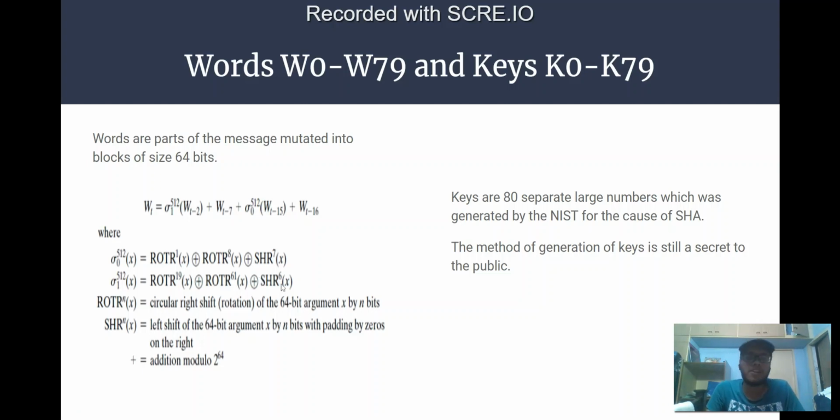Now coming to keys. Keys are 80 separate large numbers which were generated by NIST for the purpose of SHA. The method of generation of keys is still secret to the public and nobody knows how it came into existence. We just have the keys and we use them for hash algorithms.